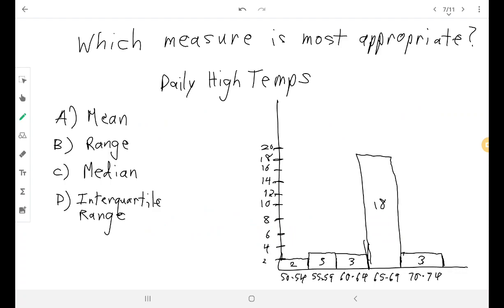Which measure is most appropriate? The mean, the range, the median, or the interquartile range? So we're talking daily temperatures. And so we've got number of days here and the temperatures that we had here. So, like, we had 2 days in the 50 to 54 degree range, 3 days in the 50 to 59, and 3 days in the 60 to 64. We had 18 days in the 65 to 69 range, and then 3 days in the 70 to 74 range.